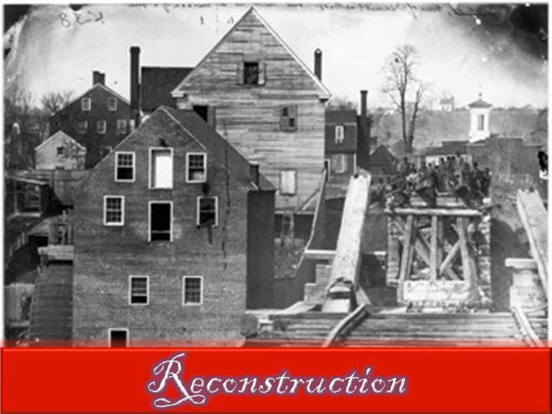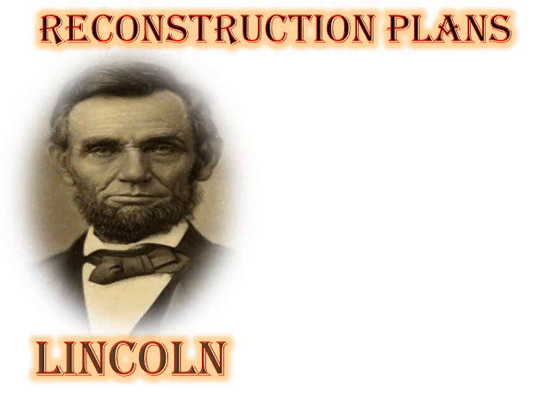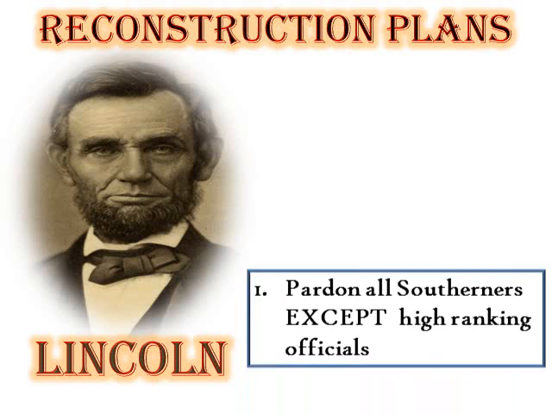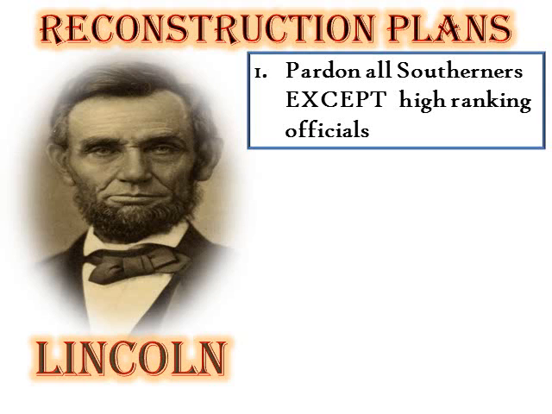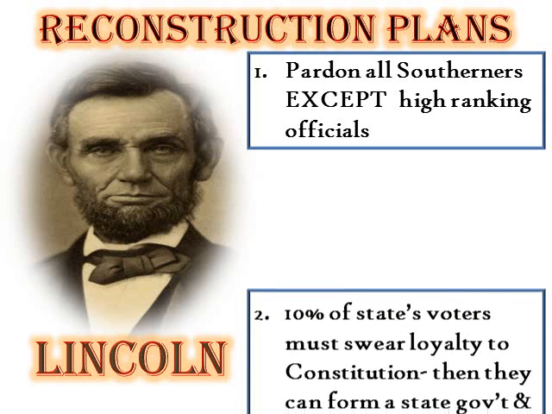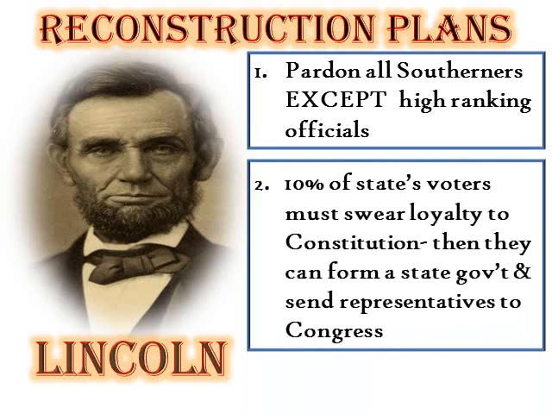So let's take a look at 3 of the plans that were put in place for Reconstruction. The first one we're going to talk about is Lincoln's plan. And Lincoln's plan is sometimes known as wartime Reconstruction. Sometimes they refer to it as the 10% plan. And that is because he believed in pardoning all Southerners, except for high-ranking officials. He believed that 10% of the state's voters had to swear loyalty to the Constitution. Then they could form a state government and send representatives to Congress. Thus the name 10% Plan.